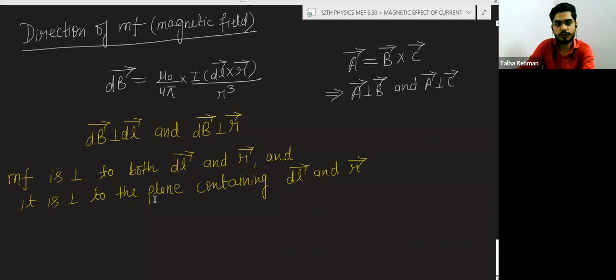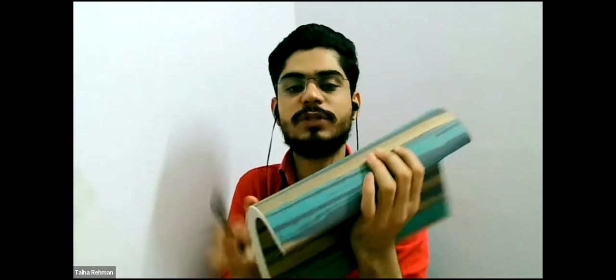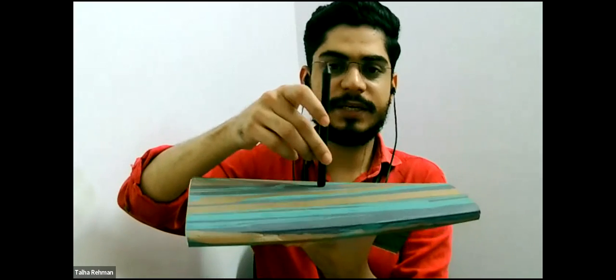For example, suppose you have this plane, and this plane contains the dl vector and r vector. So this is the plane containing dl vector and r vector. So the direction of the magnetic field will always be perpendicular to this plane like this. Perpendicular means this is the plane you have and the direction will be like this.